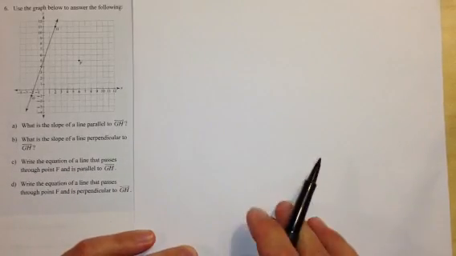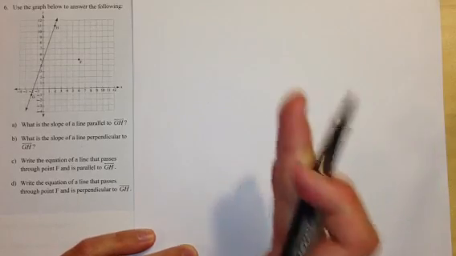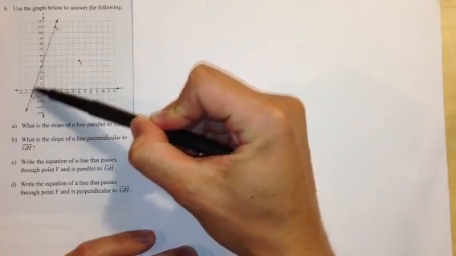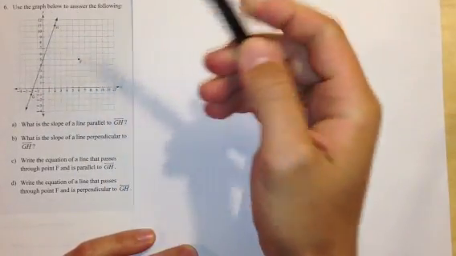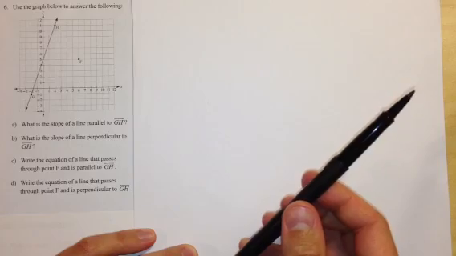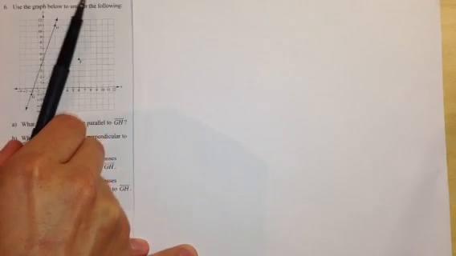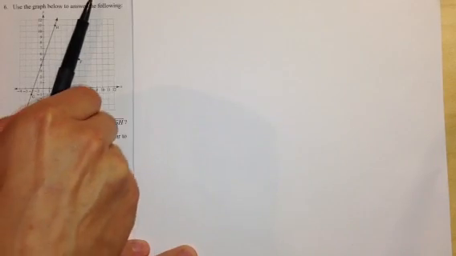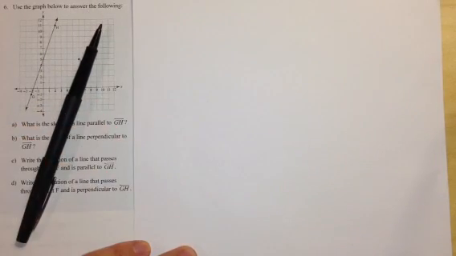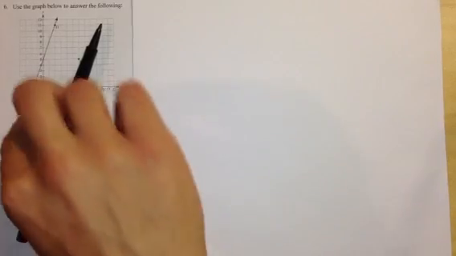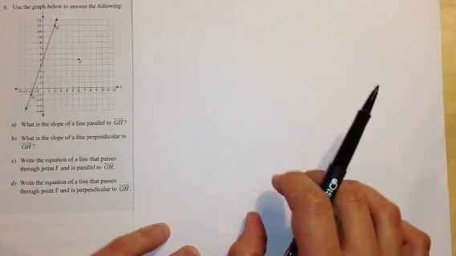Well, you know from your notes that parallel lines have the same slope. So if we find out the slope of line GH, any line that's parallel to it is going to have the same slope. And let me just position my pen. This is a line that's parallel to GH. This is also a line that's parallel to GH. So parallel lines have the same slope. So what is the slope of line GH?